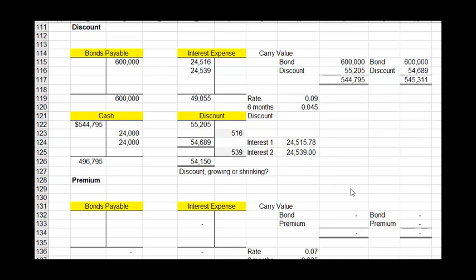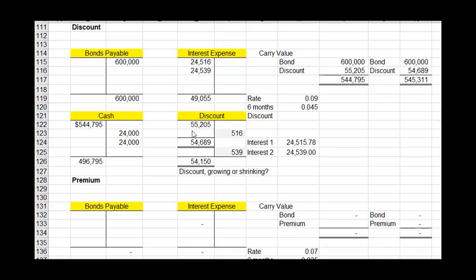Now I want you to see what's happening here. What is happening with our interest expense? Our interest expense is increasing over time, very slightly, because our bond value is growing over time. Remember, our goal on that chart is to get the carrying value of this bond to go from $544,000 all the way to $600,000 that we will pay at the end of the life.